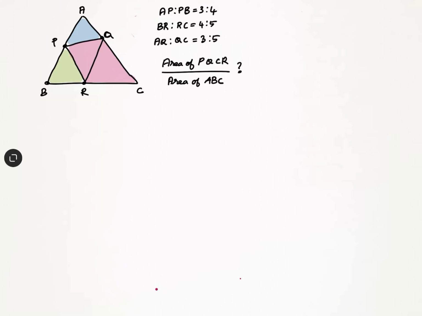Let us assume that the sides are, because the sides are in the ratio of 3:4, 4:5 and 3:5, let us assume that these sides are actually 7, 9 and 8, so that I can take my AP value as 3, PB value as 4, BR value as 4, RC value as 5, QC value as 5 and AQ value as 3. Now this length AB is 7, BC is 9 and AC is 8.